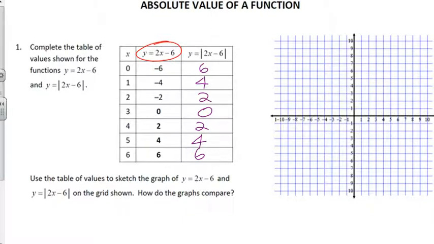So 0, negative 6, 1, negative 4, 2, negative 2, 3, 0, 4, 2, 5, 4, 6, 6. Okay, and we draw that. Do I join these points? Yeah, it's a straight line. It's a continuous function, right? I'm just going to get a couple more. I'm just going to follow the pattern out a bit.